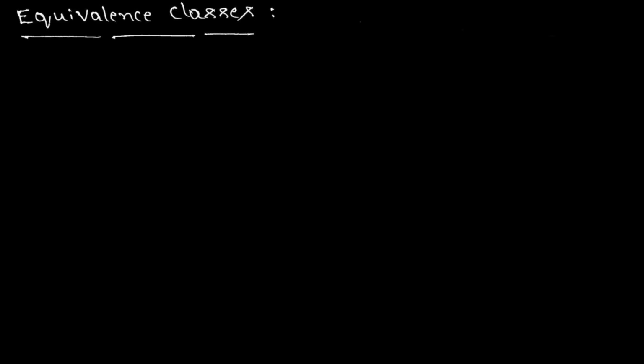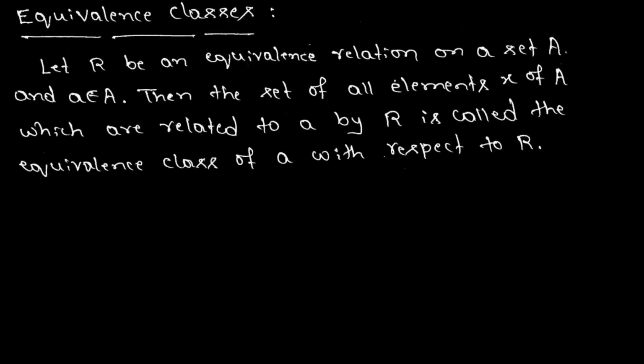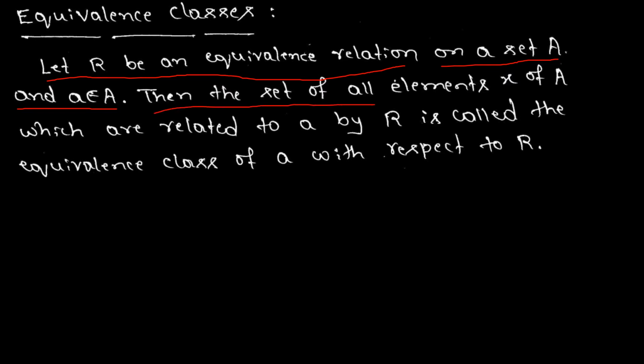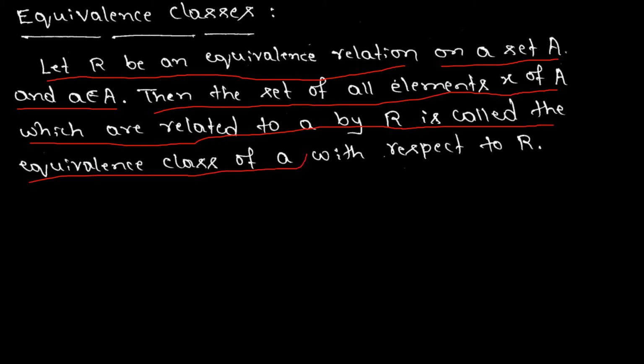Let us see the next topic, equivalence classes. Let R be an equivalence relation on a set A, and an element small a belongs to capital A. Then the set of all elements X of A which are related to small a by the relation R is called equivalence class of the element a with respect to R.